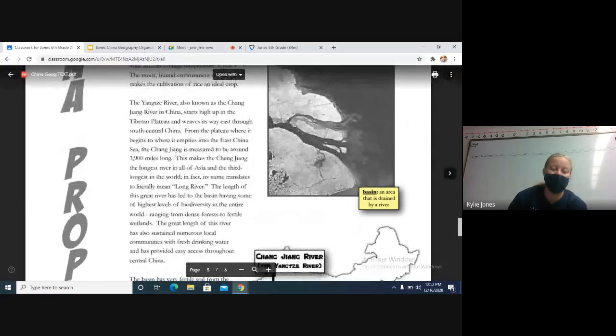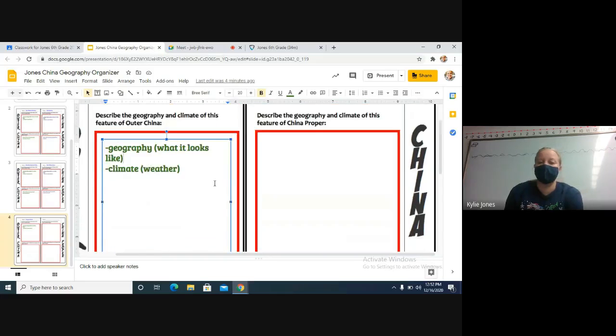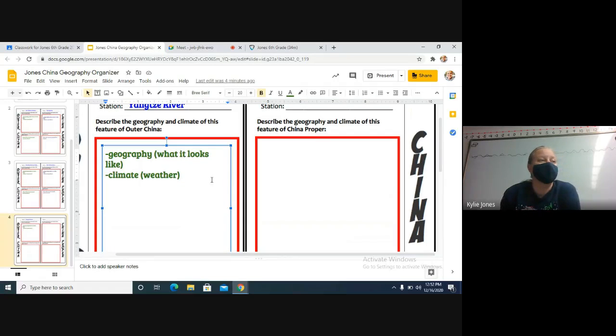Was there anything in there about the geography, what the geography might look like? What did you get, Charlie? 3,900 miles long. Okay, the river. You can talk about how long the river is. Okay, so go ahead and write that a little bit. No, but if you find something that you can fill out in the bottom, that's totally fine. Long. Is that everybody? Yep. Oh, yeah, okay.